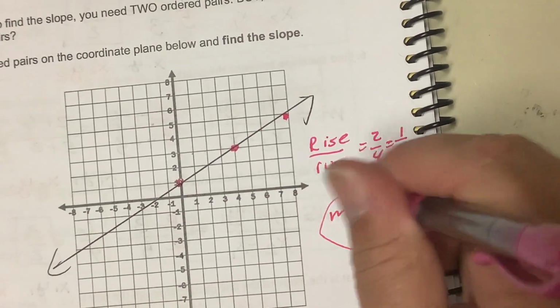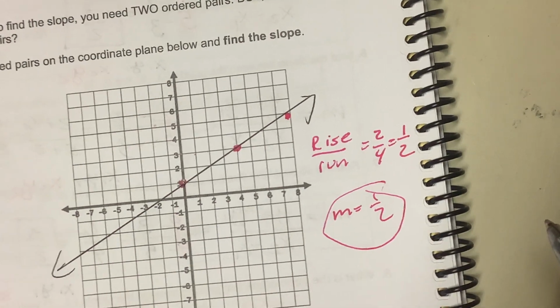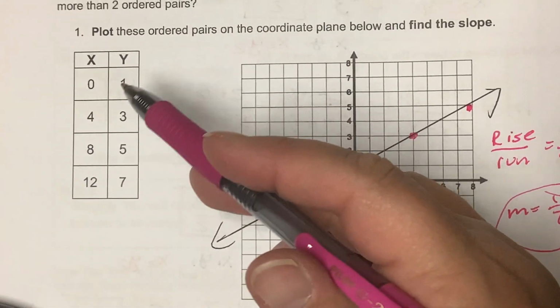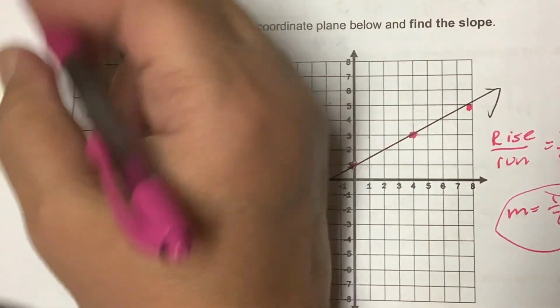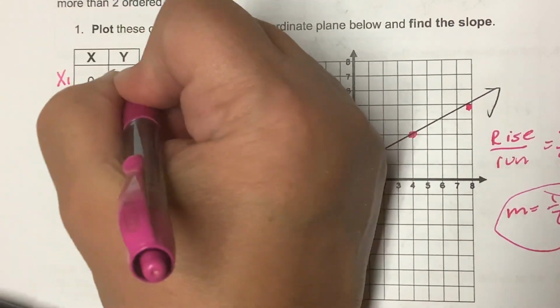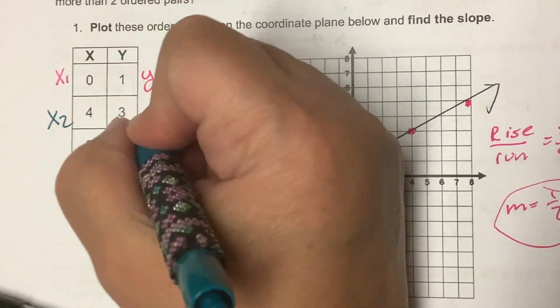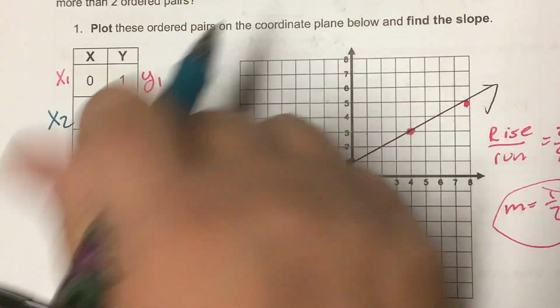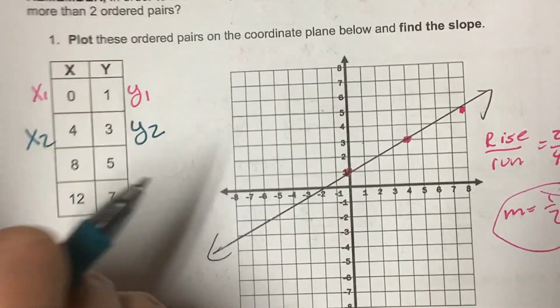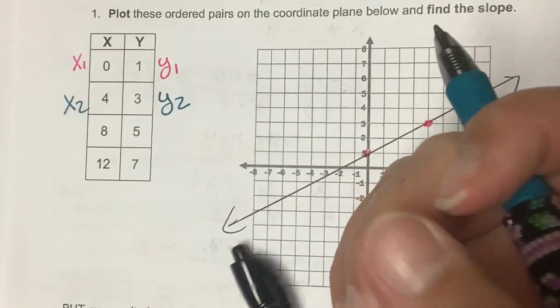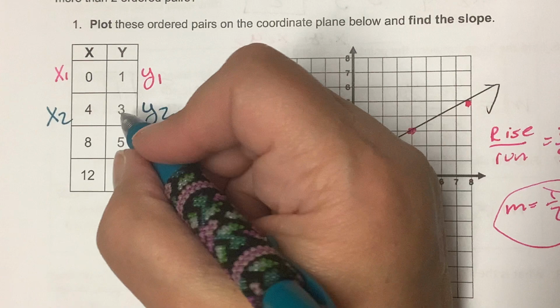Now I could have done that without the graph paper. I could just pick 2 points. I'm going to pick the first 2 points, and I'm going to call this x1 and y1, and I'm going to call this one x2 and y2. And I think I just did that backwards color-wise. Of course I did. Well, it doesn't really matter.